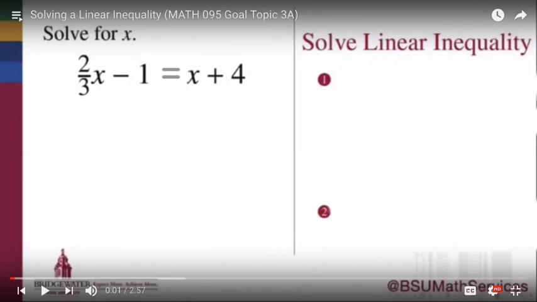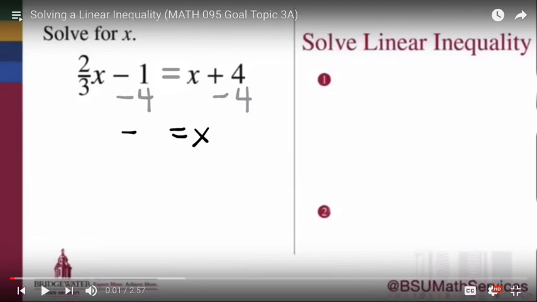So for example, if I wanted to make this 4 disappear from the right side, what could I do? I could subtract it. But if I subtract it from the right side, I also need to subtract it from the left side. Right? So if I subtract 4 on the right, it's going to make that 4 disappear. And on the left side, I'm going to have -1 minus 4.